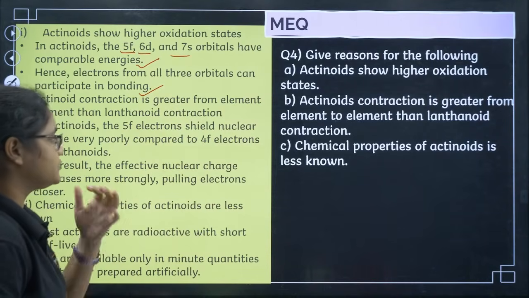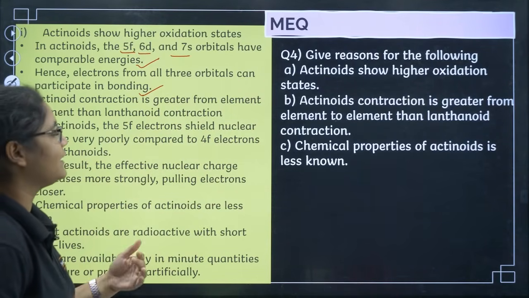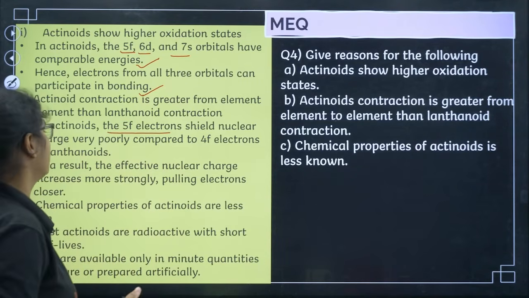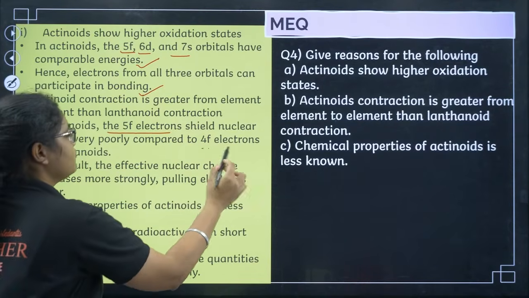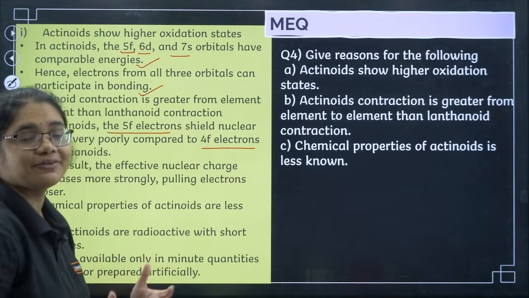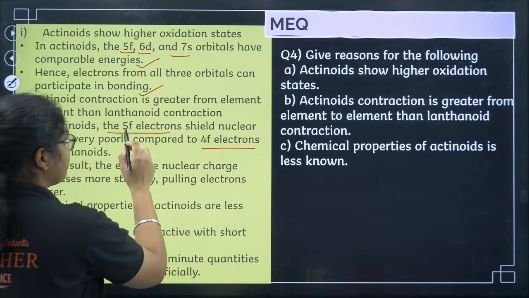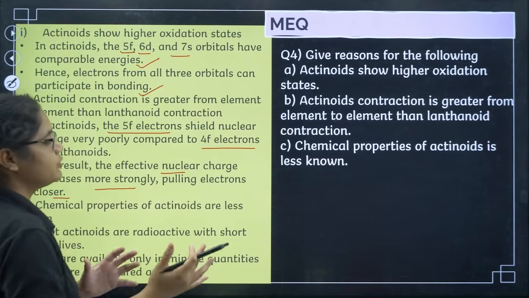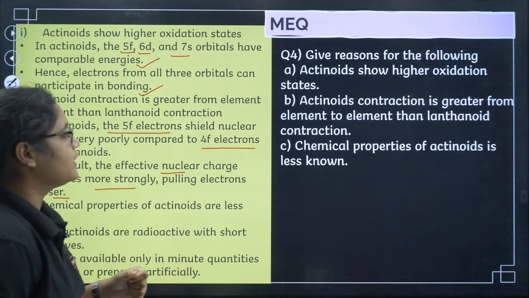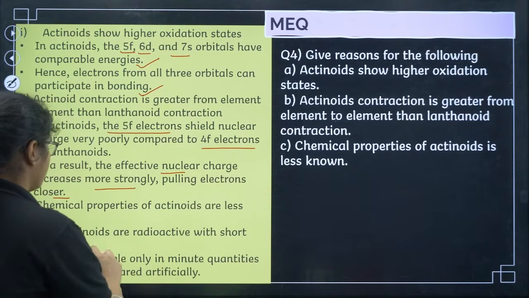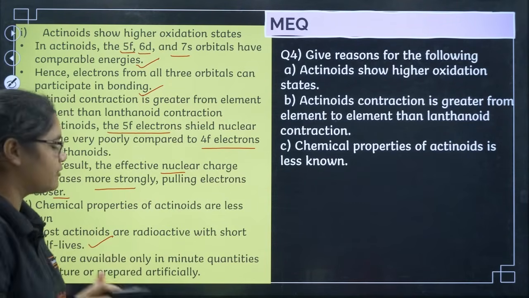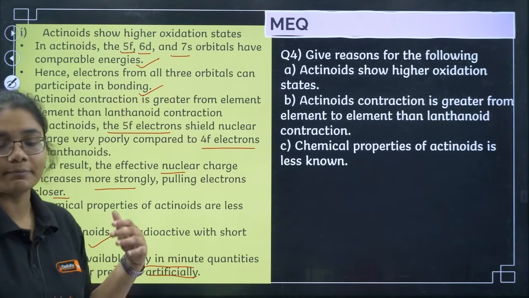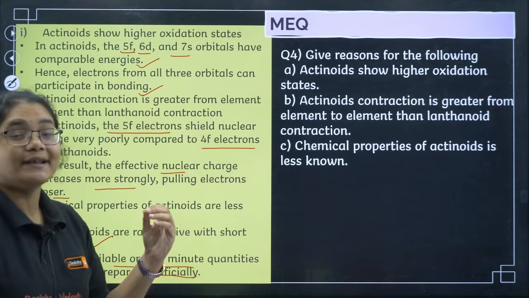Next, actinoid contraction is greater from element to element than lanthanide contraction. First of all, in actinoids 5f electrons shield the nuclear charge very poorly compared to 4f electrons. 5f have a poorer shielding effect, so the effective nuclear charge increases, pulling the electrons closer. Next, chemical properties of actinoids are less known. This I have already discussed. They are highly reactive with short half-lives, and they are available only in minute quantities, either in nature or prepared artificially. They are present only in nanograms.